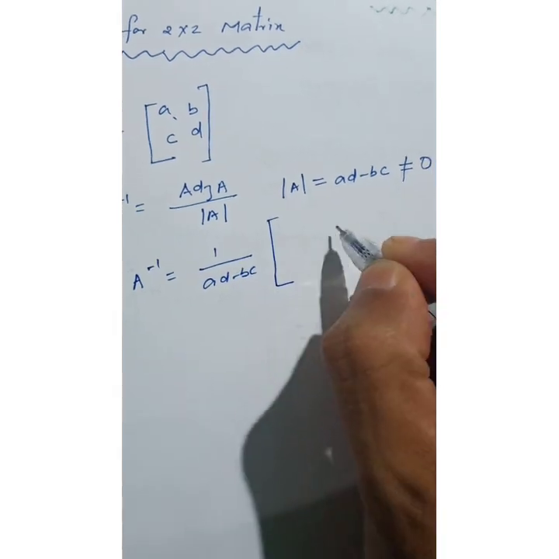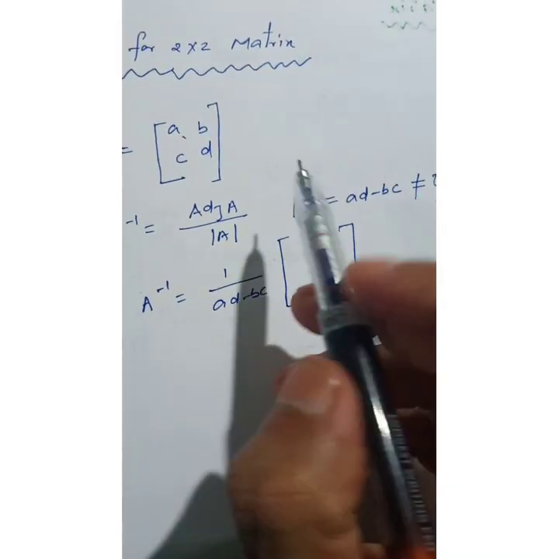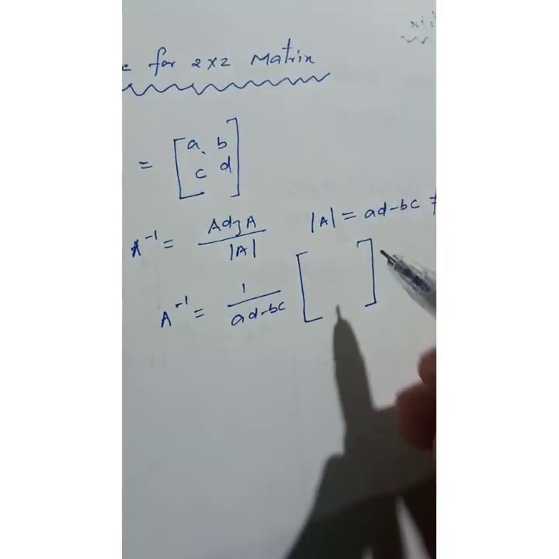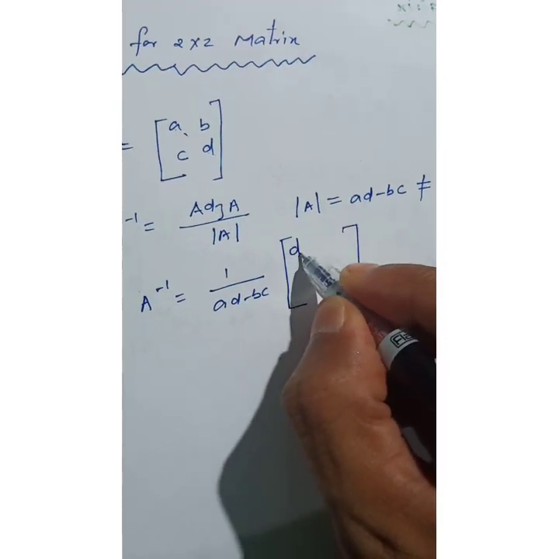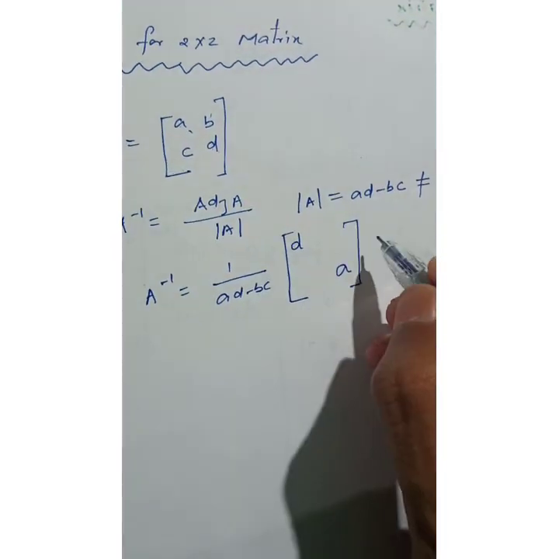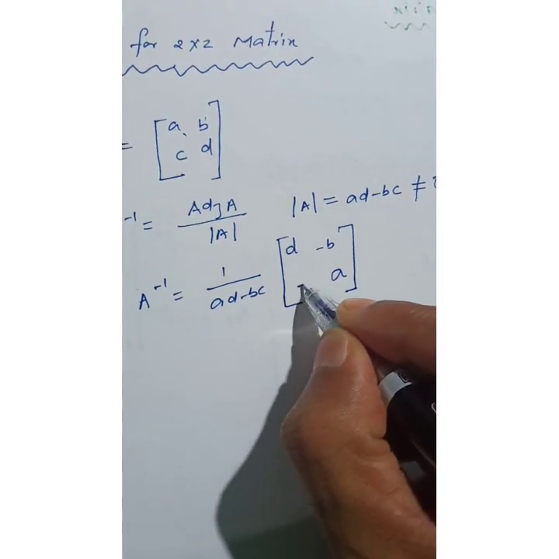Now to find adjoint, it's very simple. What you have to do means, you have to interchange these two numbers, whatever numbers are given, like A will become D and D will become A, and just put minus sign for B and C. That is nothing but your minus B minus C.